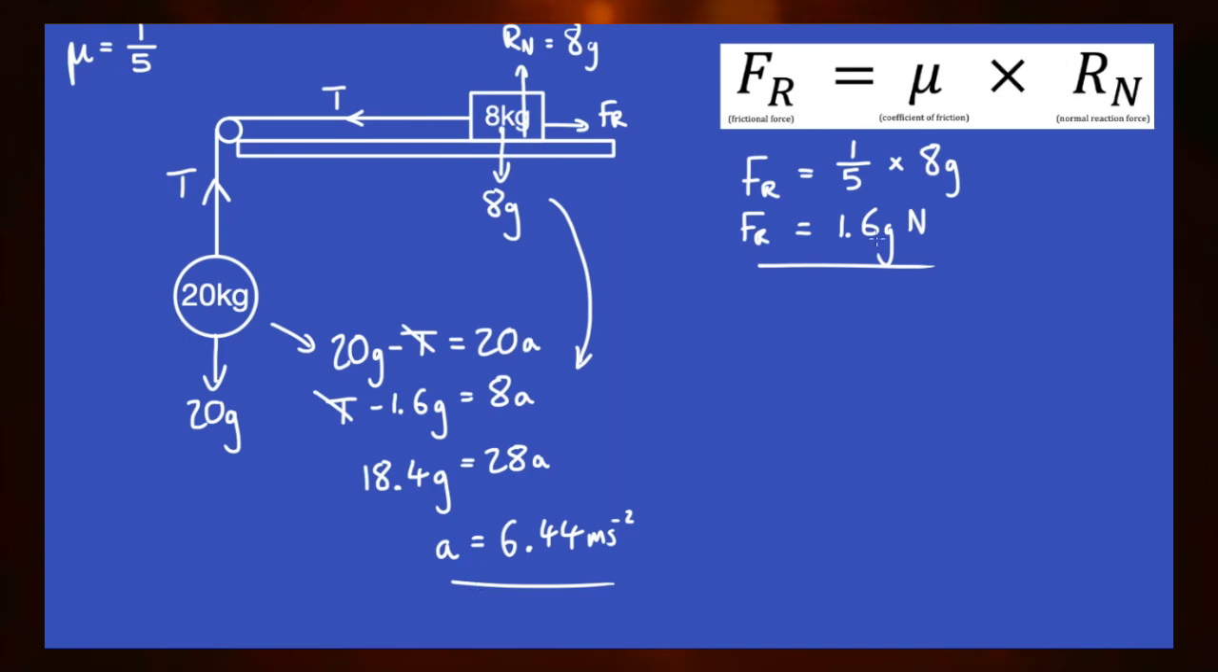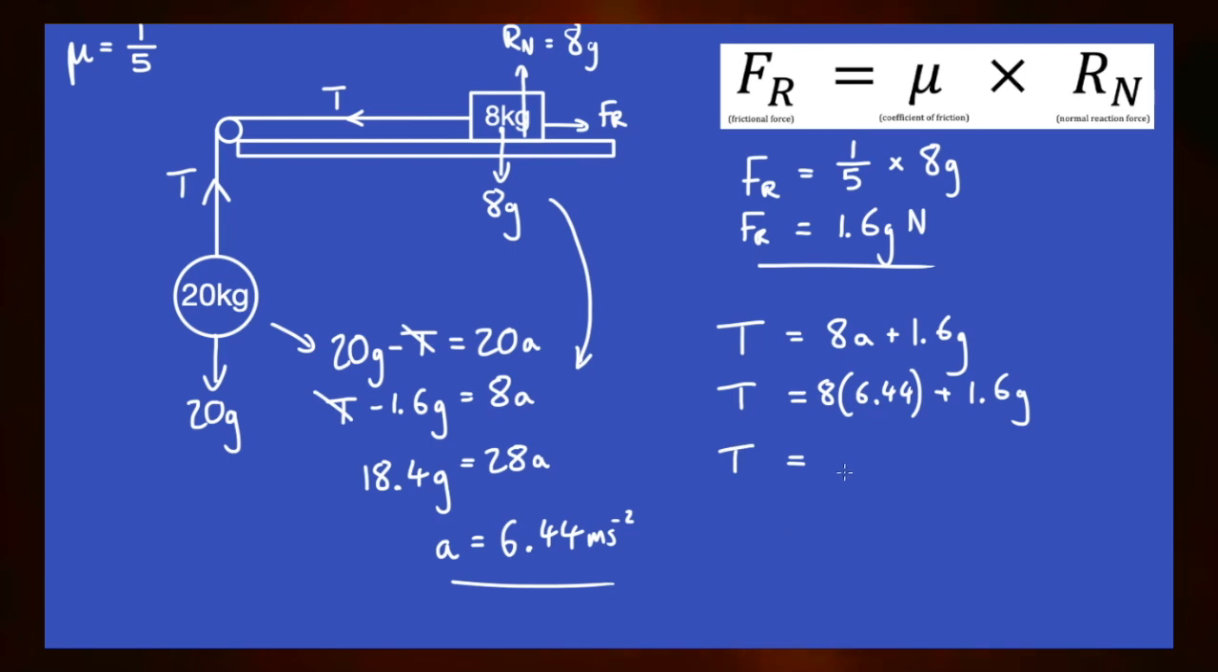The tension in the cable, I'm going to rearrange this second equation. So I have T equals 8A plus 1.6 G. I do 8 times 6.44 plus 1.6 G. Notice that the frictional force increases the tension here because I've added it on. If I work this through, I get to a T value of 67.2 newtons.